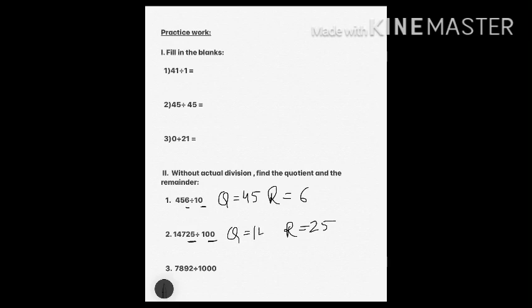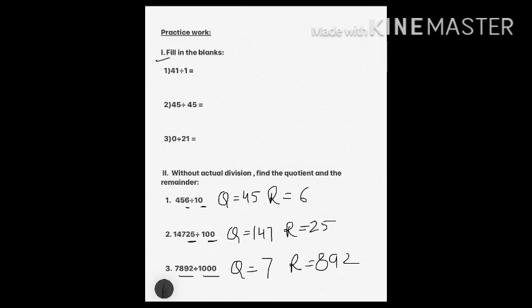So the quotient is 147. Now if we divide by 1000, then the 3 digits at ones, tens and hundreds place will form the remainder, 8, 9, 2, and the remaining will form the quotient. So here only 7 is the quotient. So this way, without doing actual calculation, we can find out the quotient and the remainder.